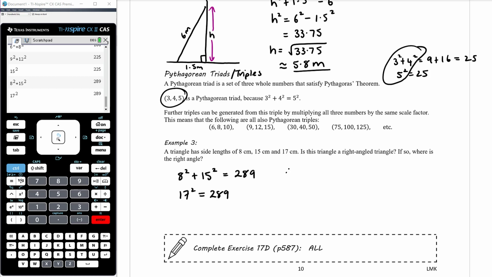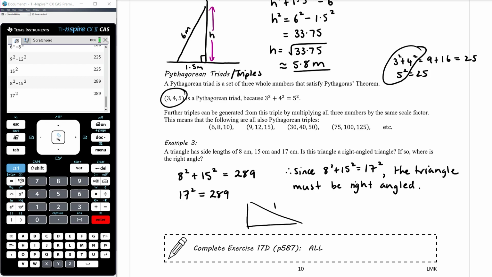Okay. So therefore, since 8 squared plus 15 squared equals 17 squared, the triangle must be right-angled. That's because it fits Pythagoras' theorem. And we also know where the right angle will go, because the right angle is always opposite the hypotenuse. So the longest side, 17, has to be the hypotenuse. So the right angle will be over here, which will be between the two shorter sides, 8 and 15.